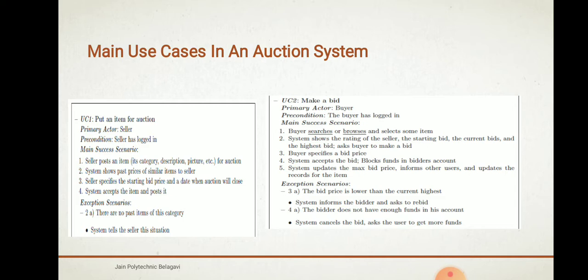System should show past prices of similar items to the seller. So these are the scenarios or the actions that should occur. In the exception scenario, there are no past items of this category. System tells the seller this situation. So this is how the use cases are written in an auction system.